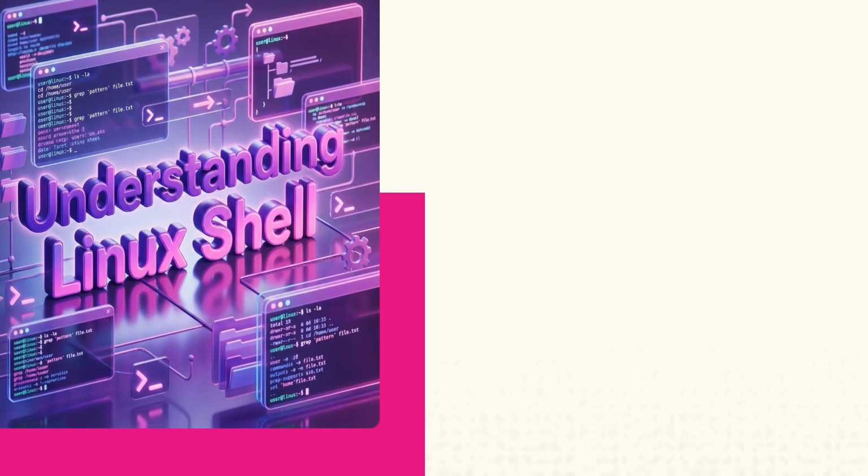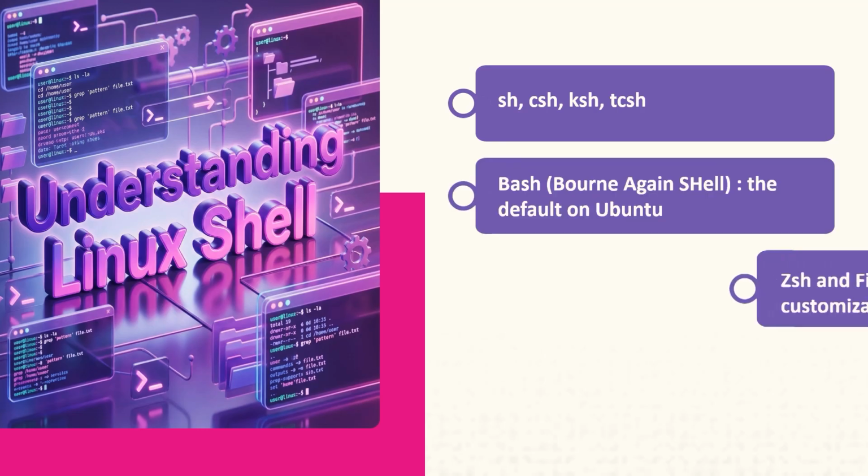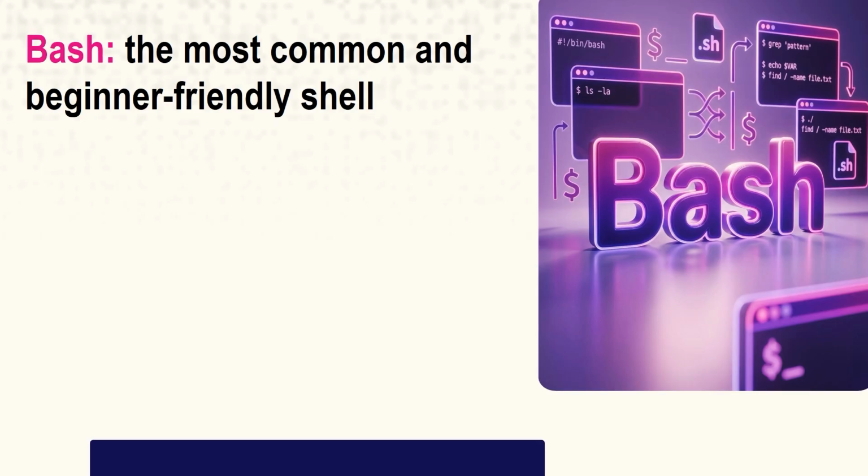There are many types of shells available like sh, csh, ksh, tcsh, zsh and fish, and the default which is available in most of the distributions including Ubuntu is bash, that is Bourne Again Shell. So in this course we will use the bash shell, the most common and beginner friendly shell.